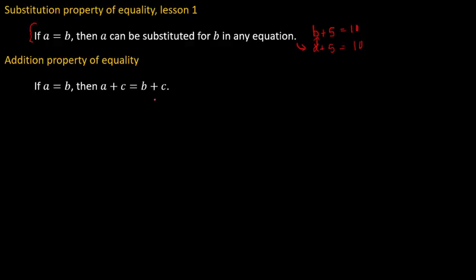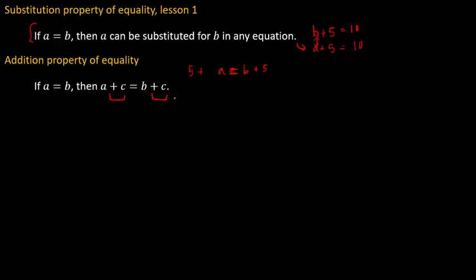The addition property of equality tells me that if A equals B, then A plus C equals B plus C. So notice here I'm not substituting anything, I'm adding C to both sides of the equation and saying that it's still true. For example, if I knew that A equals B, I could add 5 to both sides of the equation. If A equals B, then A plus 5 equals B plus 5. That's the addition property of equality, okay?